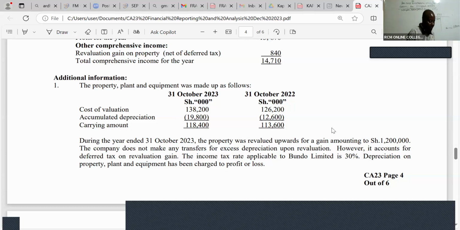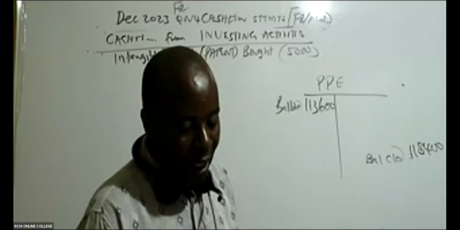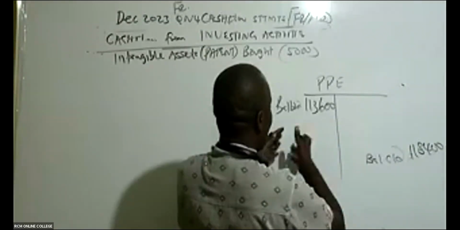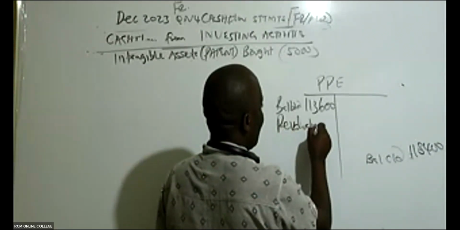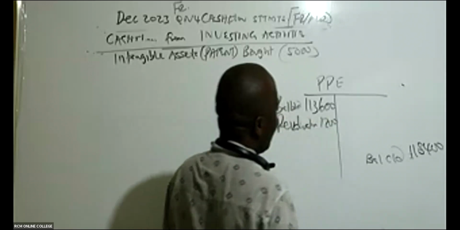And then, ladies and gentlemen, remember what makes these assets go up? It's either through revaluations or we purchase new ones. Like now here you can see we are told during the year ended 31st October 2023, the property was revalued upwards for a gain amounting to 1,200. Remember the figures are in shillings thousands. So you debit this. Revaluation will increase the amount by 1,200.